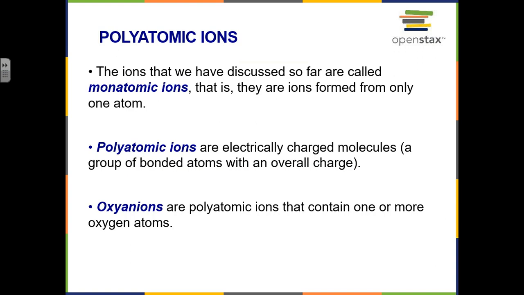Now, ions that we've discussed so far are basically called monoatomic ions. That means they have one element and they form an ionic compound. However, there are examples out there called polyatomic ions, which are electrically charged molecules where you have a group of elements and they have an overall charge. And then you have something called oxyanions, which are polyatomic ions that contain one or more oxygen atoms. Now, the main focus is going to be centered around the monatomic ions, but I wanted to at least equip you with the understanding that there are other types of ions so you can recognize the verbiage.